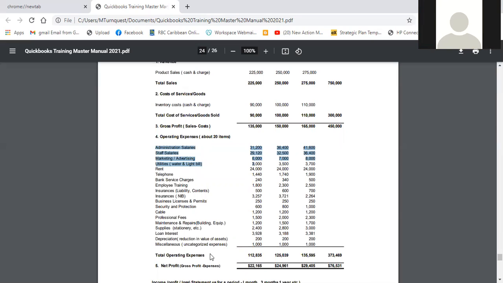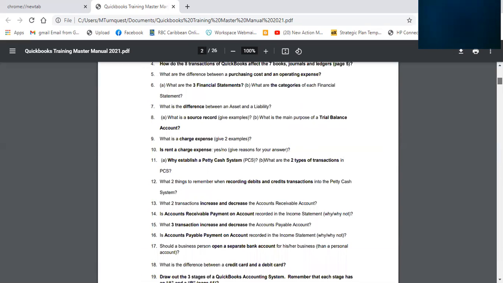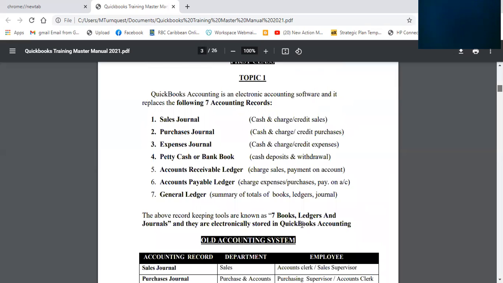And we're going to talk about them later on, but they are very important to the business. You cannot operate a business unless you have some expenses you're dealing with, from administration salary straight down to miscellaneous. We're going to look at them more later on. And of course, make a note of charge or credit expenses.